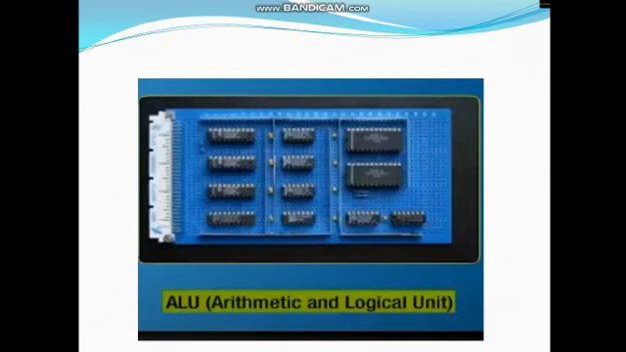So the another main part of the CPU is the arithmetic and logical unit. That is the unit which performs all the arithmetic and logical operations. That is the calculation. Arithmetic operation means what? Plus, minus, multiplication, division, etc. And logical means anything which ends up with yes or no, or true or false.